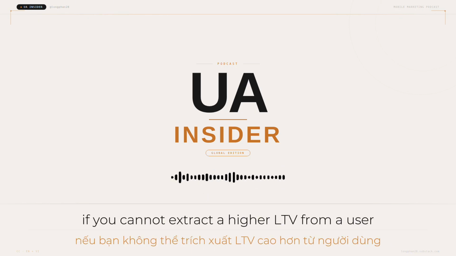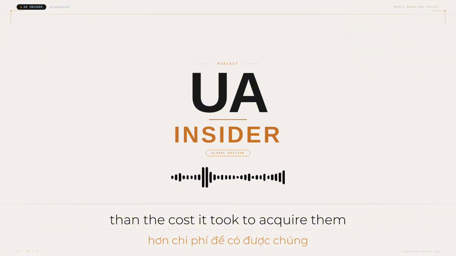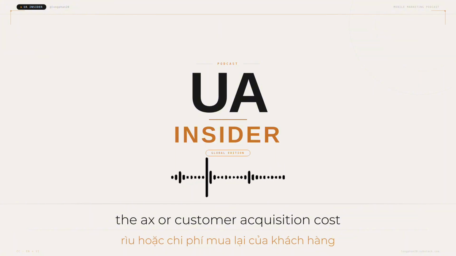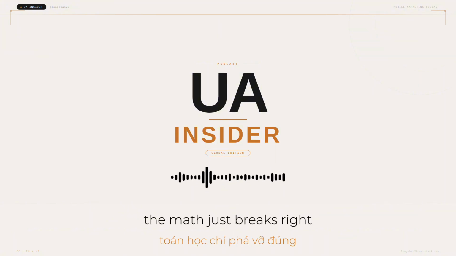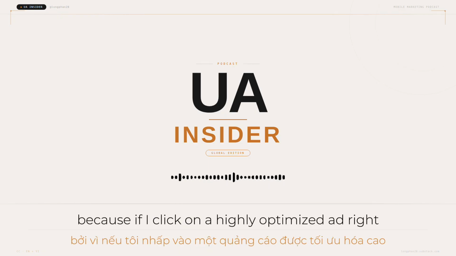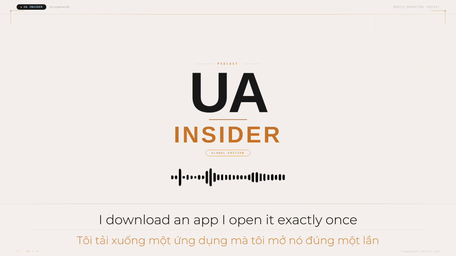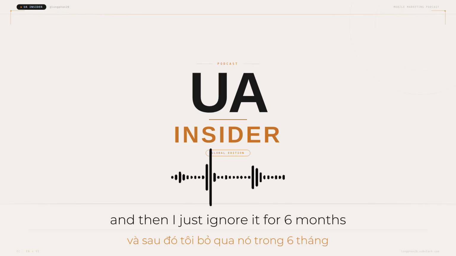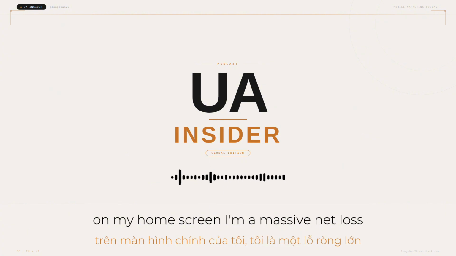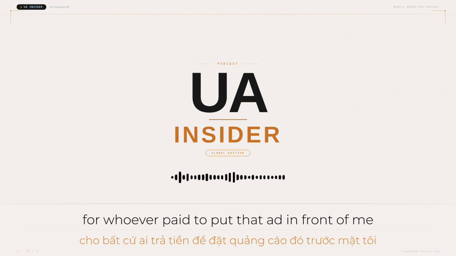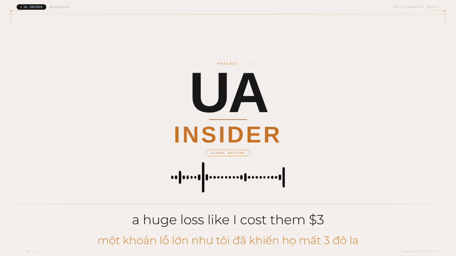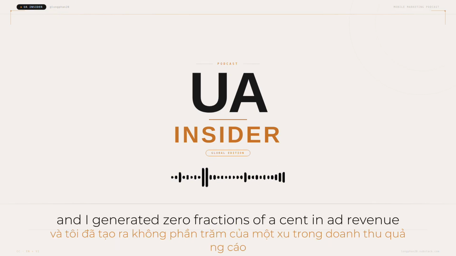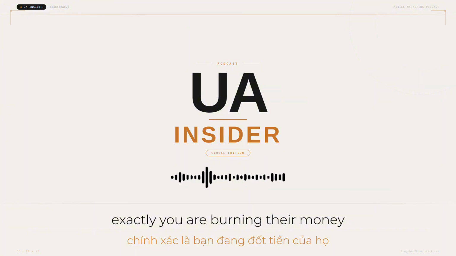Exactly. If you cannot extract a higher LTV from a user than the cost it took to acquire them, the customer acquisition cost, the math just breaks. And the company dies. Because if I click on a highly optimized ad, I download an app, I open it exactly once, and then I just ignore it for 6 months on my home screen, I'm a massive net loss for whoever paid to put that ad in front of me. A huge loss. I cost them $3 to acquire, and I generated fractions of a cent in ad revenue. Exactly. You are burning their money.